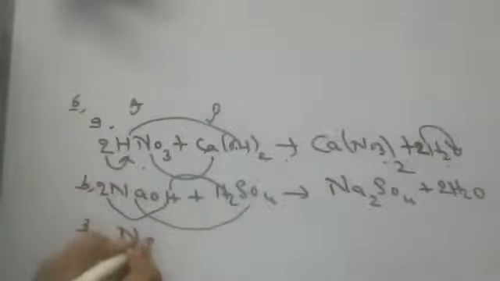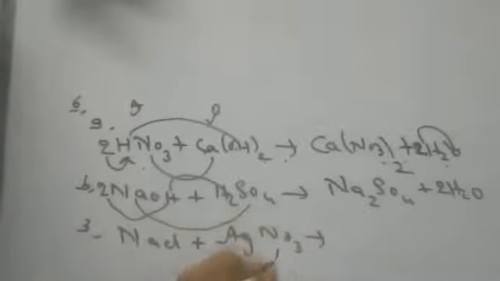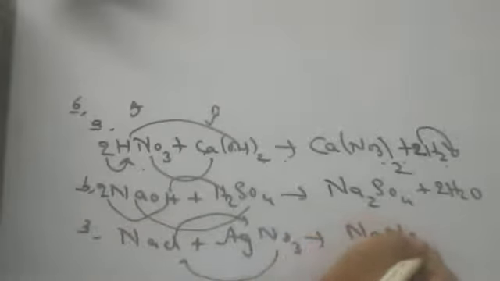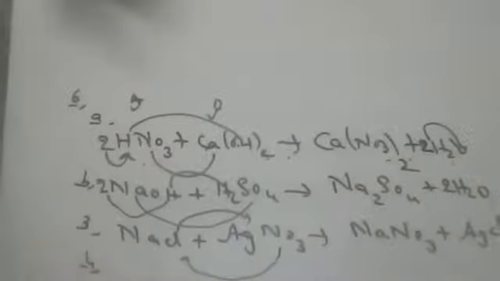NaCl plus AgNO3, a double displacement reaction will occur, children. Two ions are exchanged between two molecules. You'll get NaNO3, sodium nitrate, plus silver chloride, AgCl. Everything is balanced, children. No need to balance further.